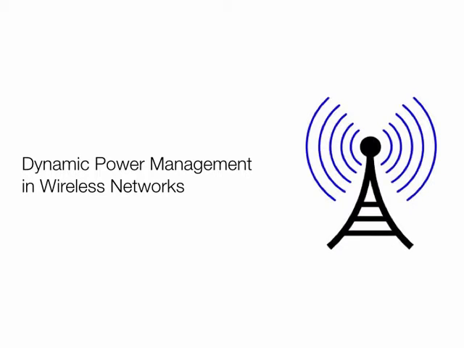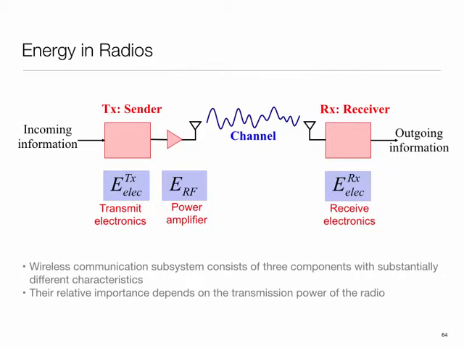So now let's look at the wireless side. Wireless standards started dealing with the issue of power very early on because of this setting. This is a slide I had shown earlier when we were talking about radio models. We have electronics, we have RF on the transmit side, and then we have electronics on the receive side.